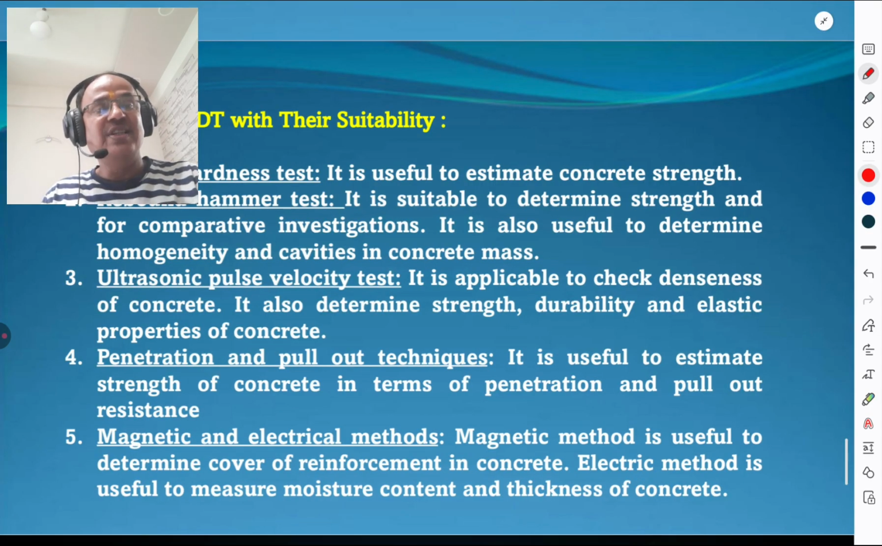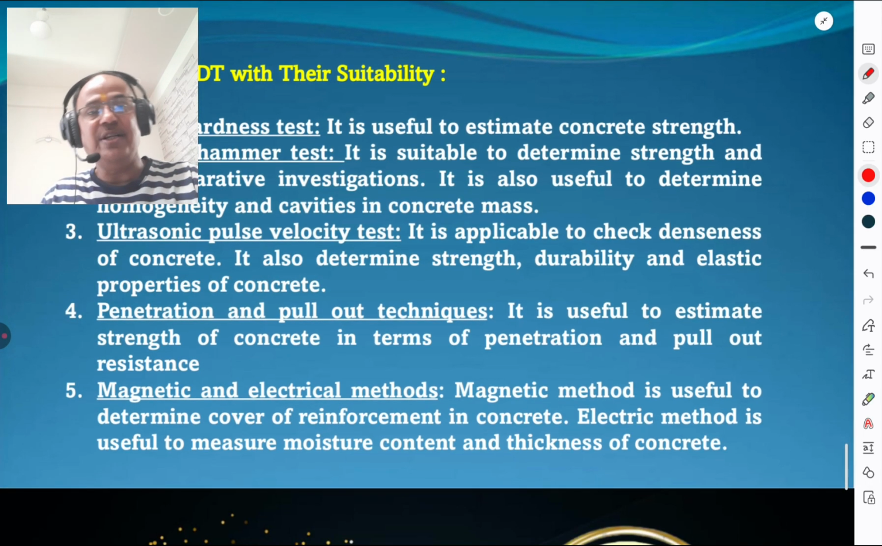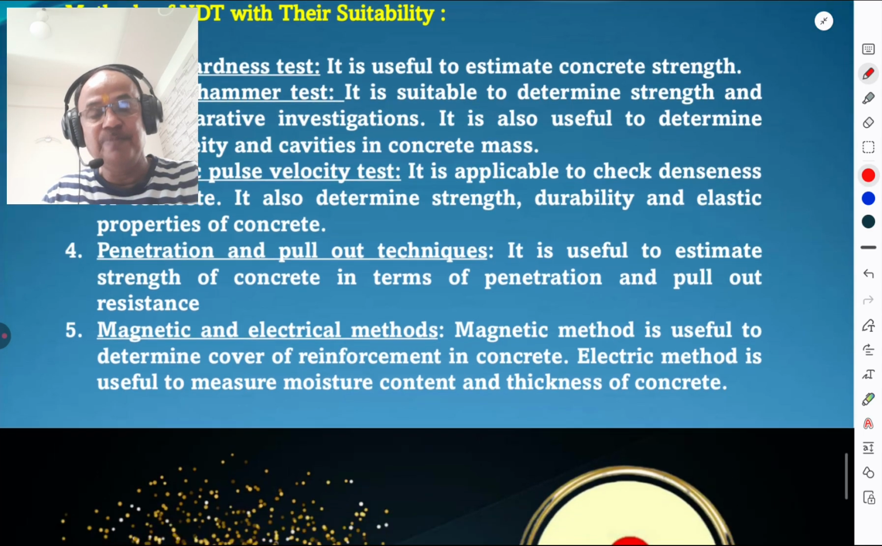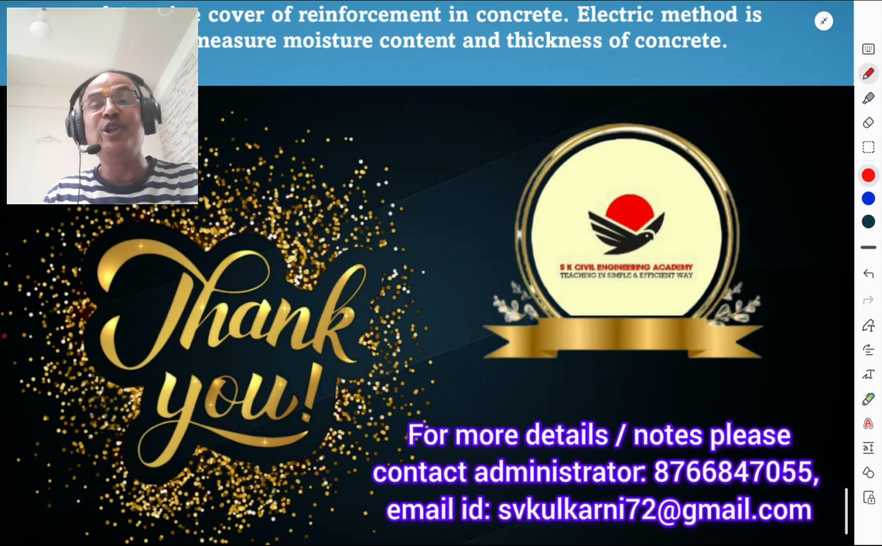Penetration and pull out techniques, it is useful to estimate the strength of concrete in terms of penetration and pull out resistance. त्यासाठी पेनिट्रेशन अँड पुल आउट टेक्निक्स वापरायची म्हणजे स्ट्रेंथसाठी. Magnetic and electrical methods, magnetic method is useful to determine the cover of reinforcement in the concrete and electric method is useful to measure the moisture content and thickness of concrete. So one must remember all this, and also cement content, that is also important for that electrical methods. So one must remember all these tests and their suitability.